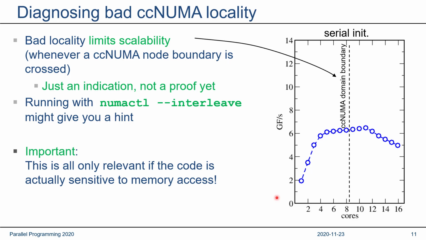Keep in mind, however, this is all only relevant if the code is actually sensitive to memory access. It doesn't have to be strictly memory bound, but it has to have a significant memory bandwidth utilization. If the code is entirely core bound, like the ray tracer or divide benchmarks that we used in the exercises, then you will not sense any NUMA problems, of course.